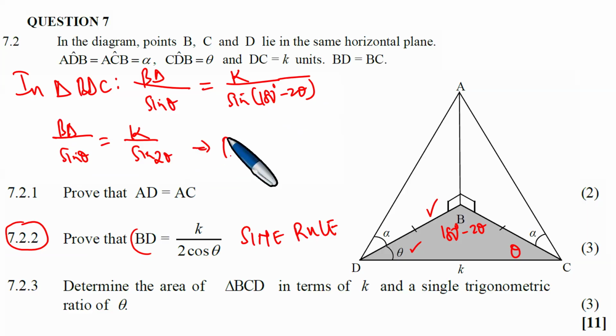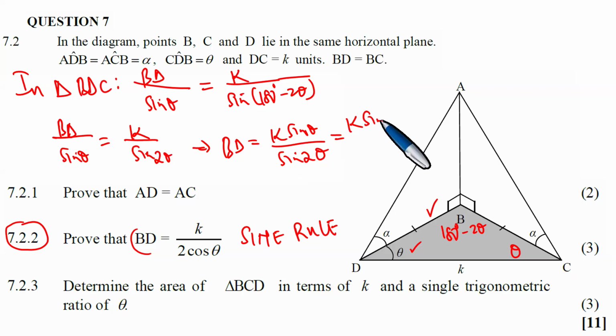So which means that BD is K sine theta divided by the sine of 2 theta. But you already know that the sine of 2 theta, check the back of the question paper, double angle formulae, is 2 sine theta cosine theta. And so the sine cancels, and this gives us K divided by 2 cosine theta.